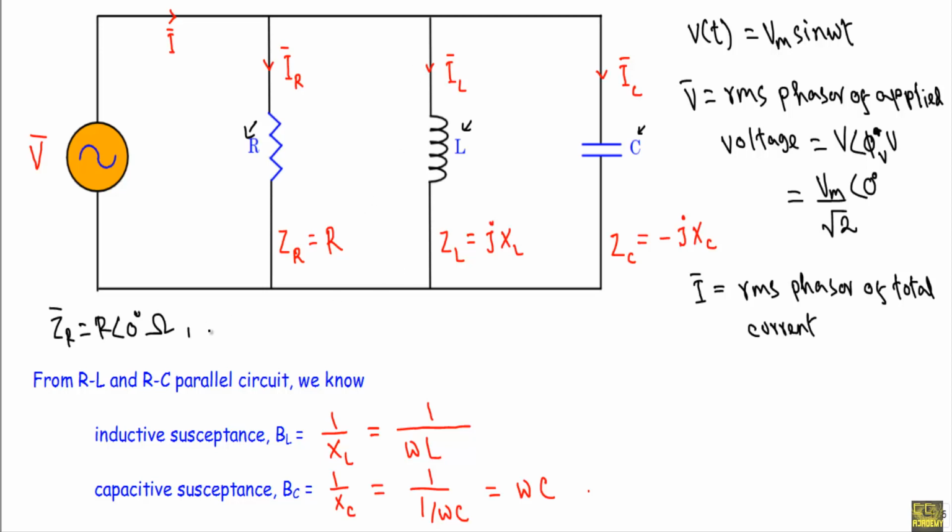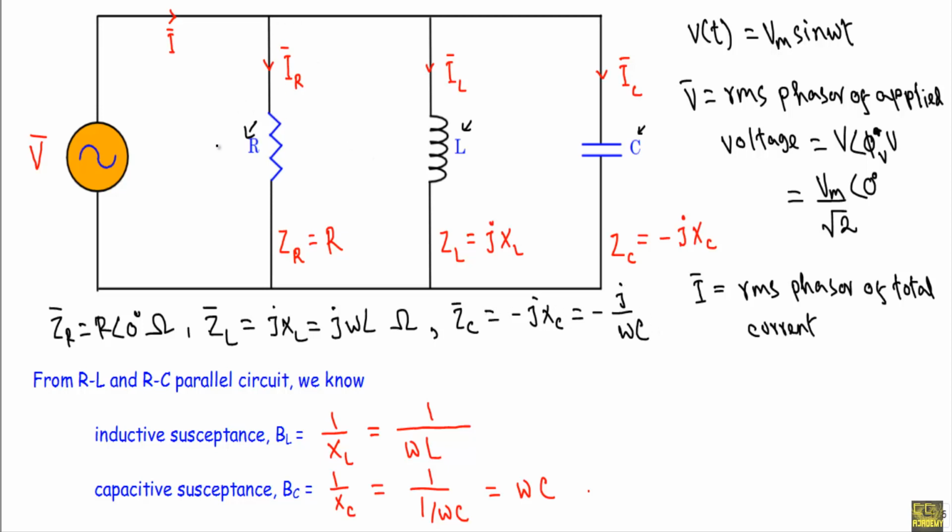In this branch we have this inductor, therefore the impedance will be ZL equal to jXL or j omega L ohm. In this branch we have this capacitor, therefore the branch impedance will be ZC, which is equal to minus jXC, where XC is equal to 1 over omega C. So ZC is equal to minus j over omega C.